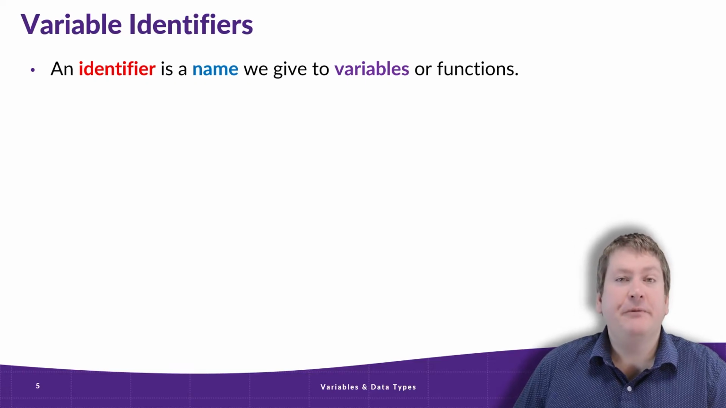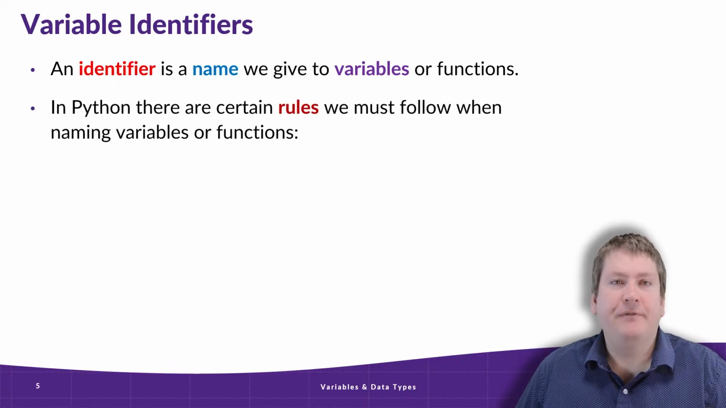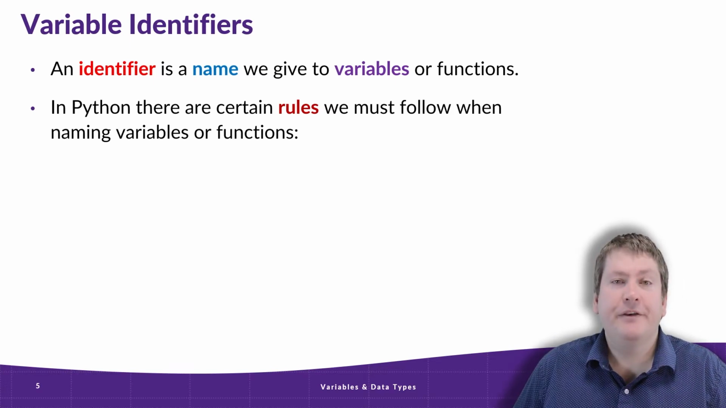Well, an identifier is a unique name that we give to a variable or a function so we can refer to it in our code. But there are some rules that we have to follow when we're naming a variable or a function. We can't just call them anything we want.